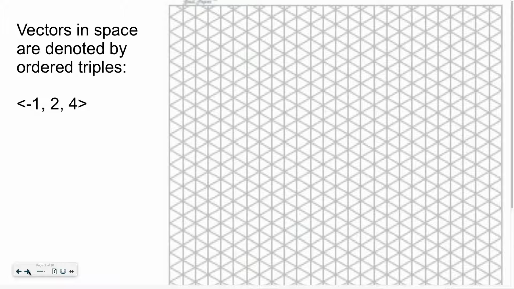So I want to remind you that we use these chevrons to notate a vector. And now that we're in 3 dimensions, we're going to have an ordered triple instead of an ordered pair.